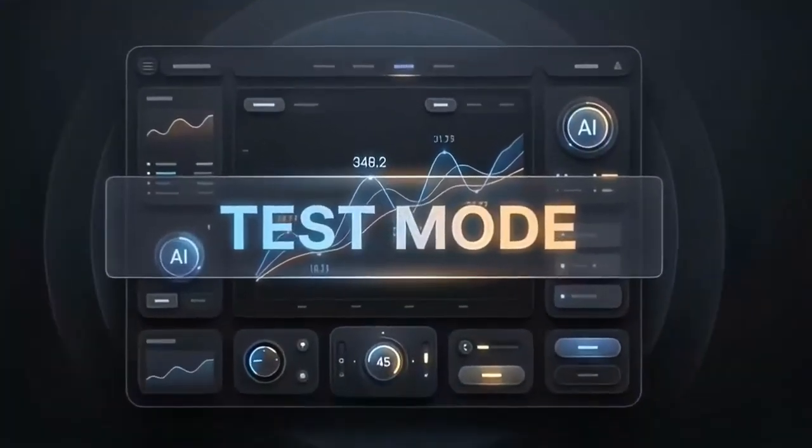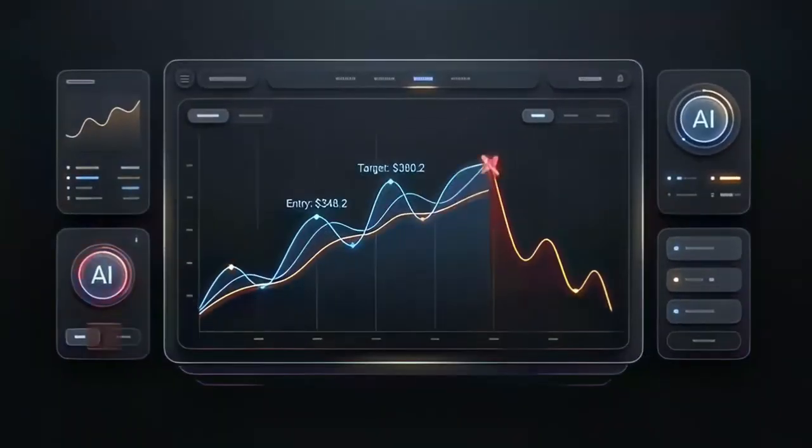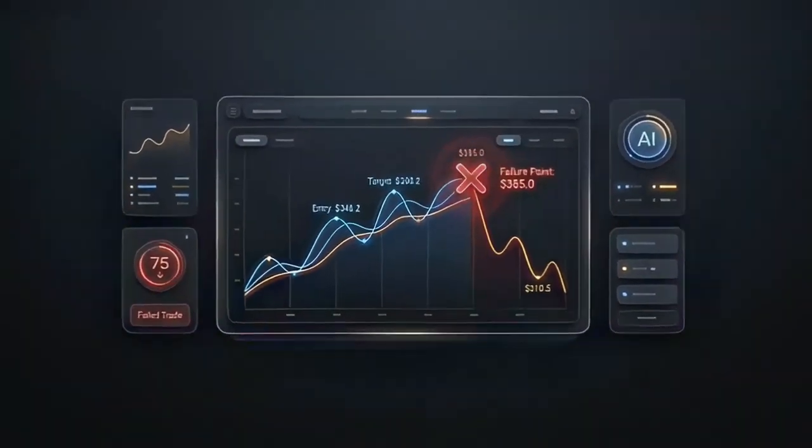Test all of this on your own charts before you commit anything to it. A rule you have never watched fail is a rule you do not yet understand.